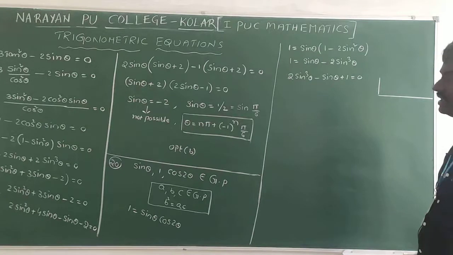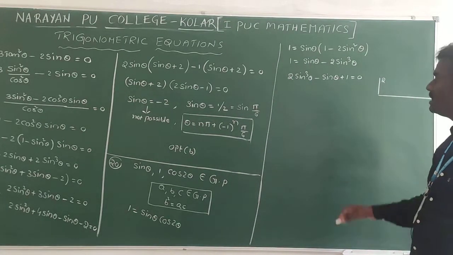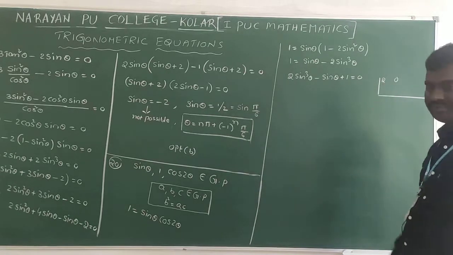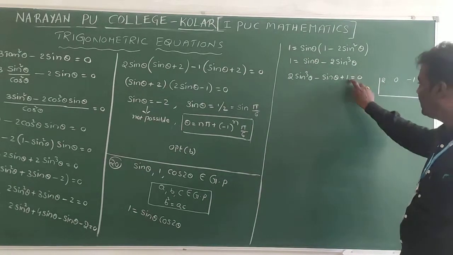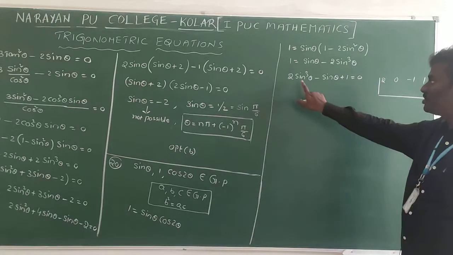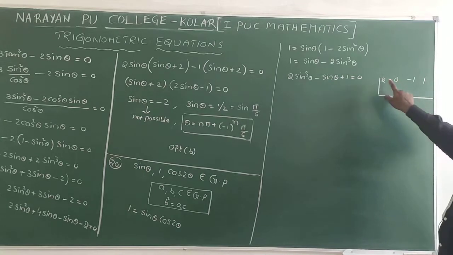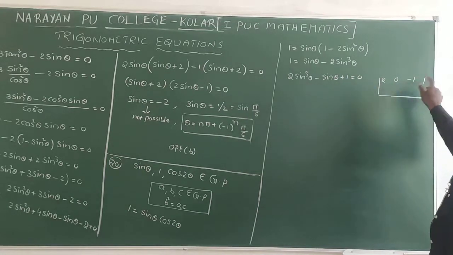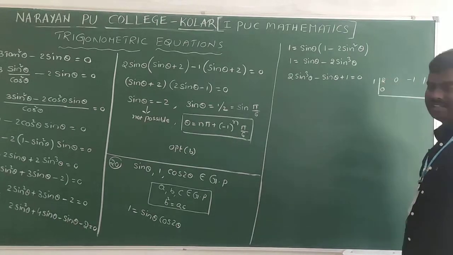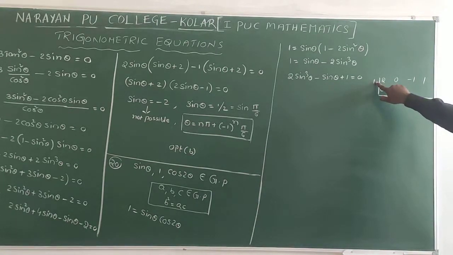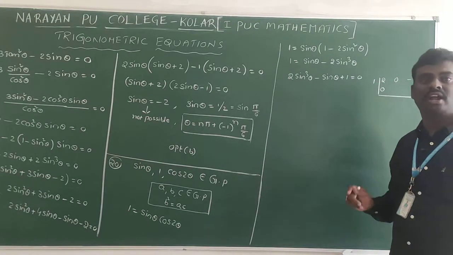First you take the coefficients. Sin cube coefficient 2, sin square is not there so 0, sin coefficient minus 1, constant 1. Listen, first sin cube coefficient 2, sin square is not there, 0, sin coefficient minus 1, plus 1. Don't take the number directly, you just check it. If you take 1, you need to check whether you are getting remainder 0 or not.